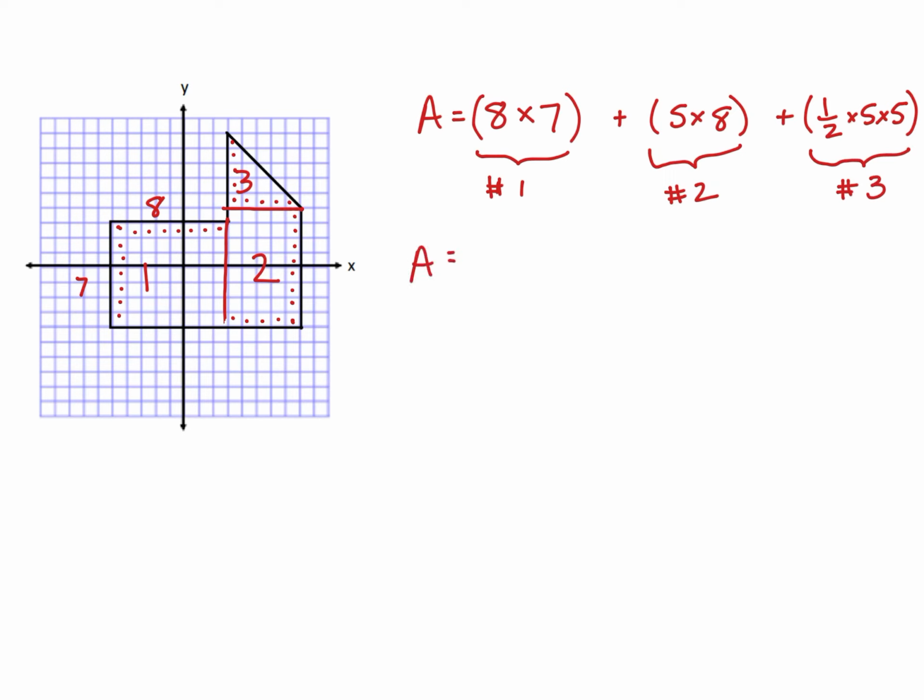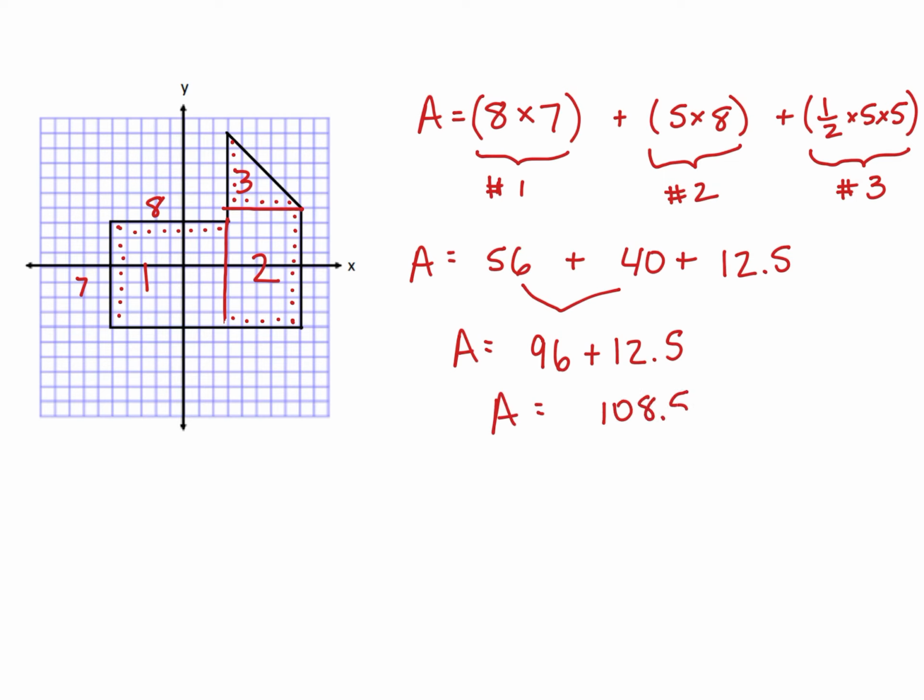And now to find the area, we're going to multiply each piece out. 8 times 7 is 56. 5 times 8 is 40. And then 5 times 5 is 25, and half of that is 12.5. So if we add all of those pieces together, these two make 96. And then that would give us 108.5 units squared.